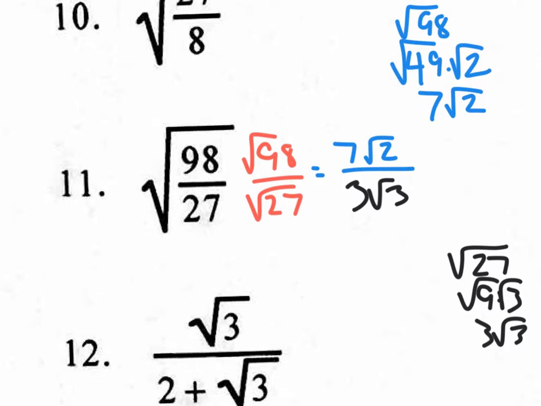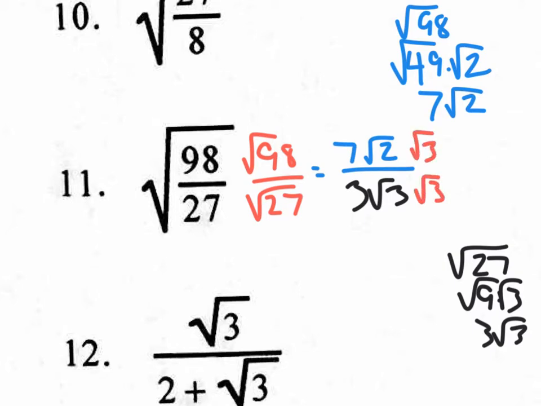And you might think that you're done, but you're not. Why? Because you cannot have a square root in the denominator. You cannot have this square root of 3 down there. It's totally fine to have square roots in the numerator, but you cannot have square roots in the denominator. So how do you get rid of a square root in the denominator? You multiply by that same square root value. So I'm going to multiply both top and bottom by the square root of 3.